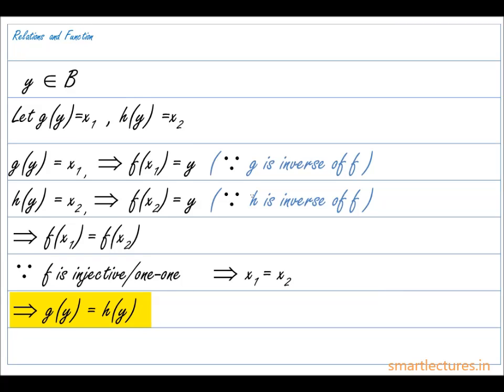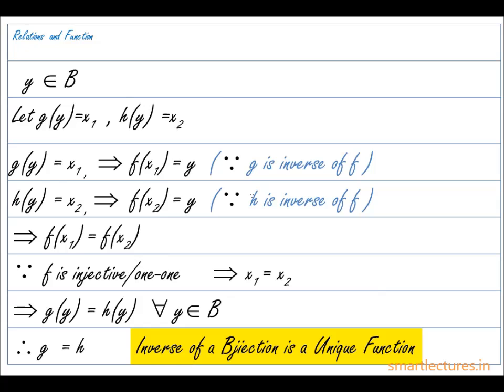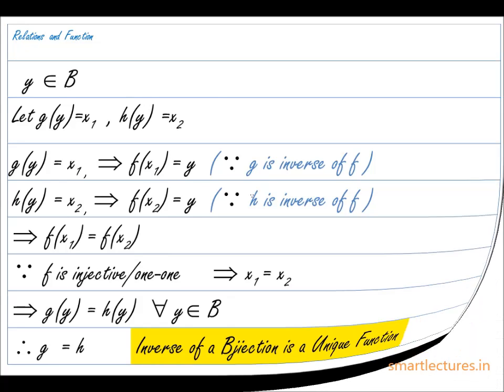So that means g of y is equal to h of y for all y which belong to set B. And that means the function g is equal to function h, or the inverse of a bijection is a unique function.